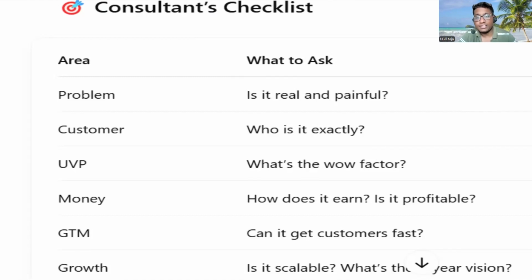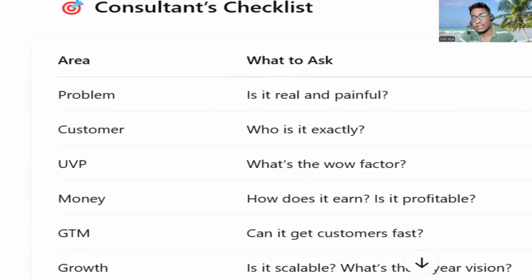Problem: is it real and painful? Basically, are you solving a real and painful problem? We will build a product with the help of our problem statement, right? So is it solving the pain points of the customer? Is it satisfying the customers or not? Is it delighting the customers or not? We will be checking and asking that. So this is a checklist, right? We will check whether the problem statement and problem identification are clear or not.